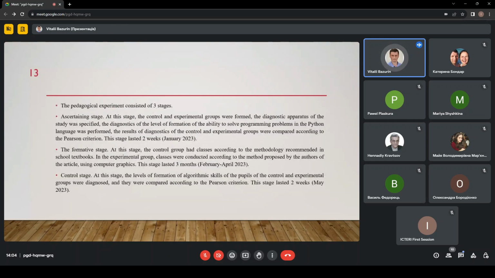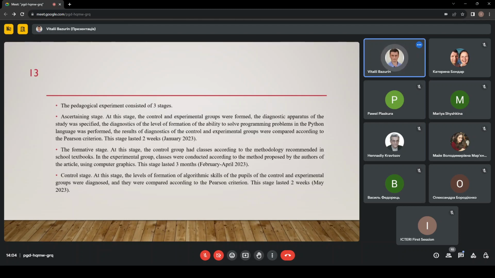The pedagogical experiment consists of 3 stages. Ascertaining stage. At this stage, the control and experimental groups were formed. The diagnostic apparatus of the study was specified. The diagnostics of the level of formation of the ability to solve programming problems in the Python language was performed. The results of diagnostics of the control and experimental groups were compared according to the Pearson criterion. The stage lasted 2 weeks.